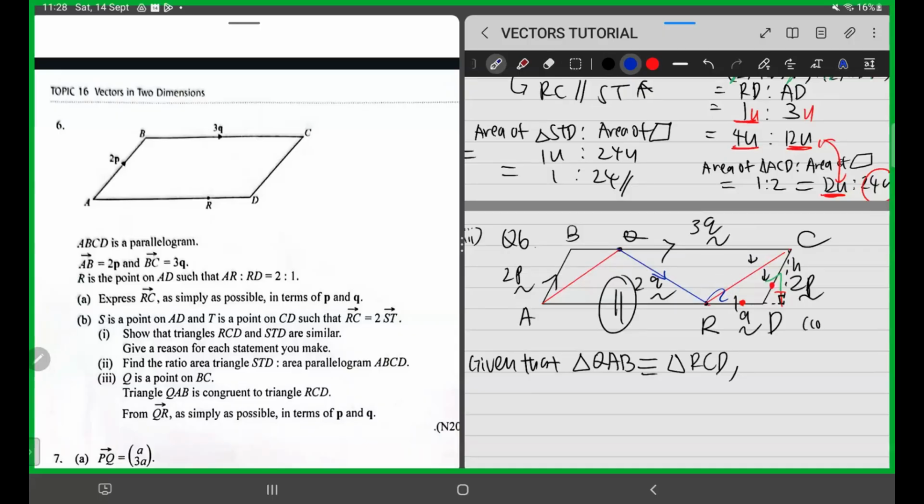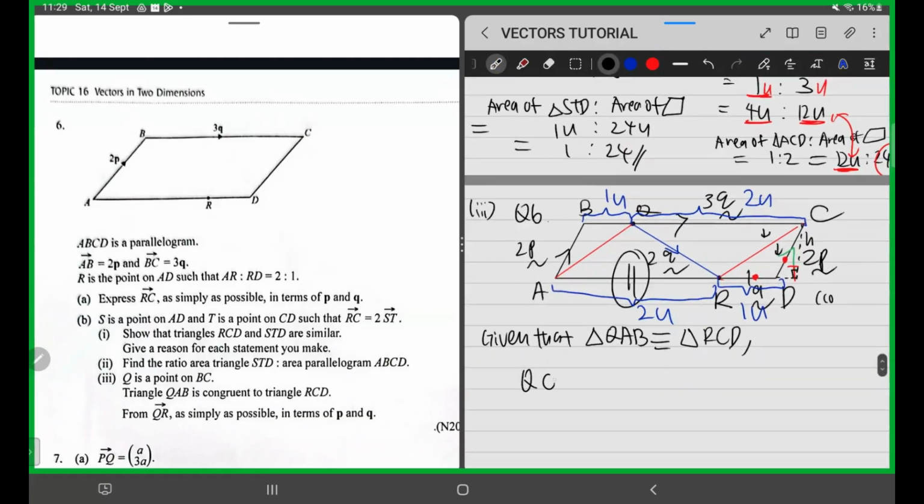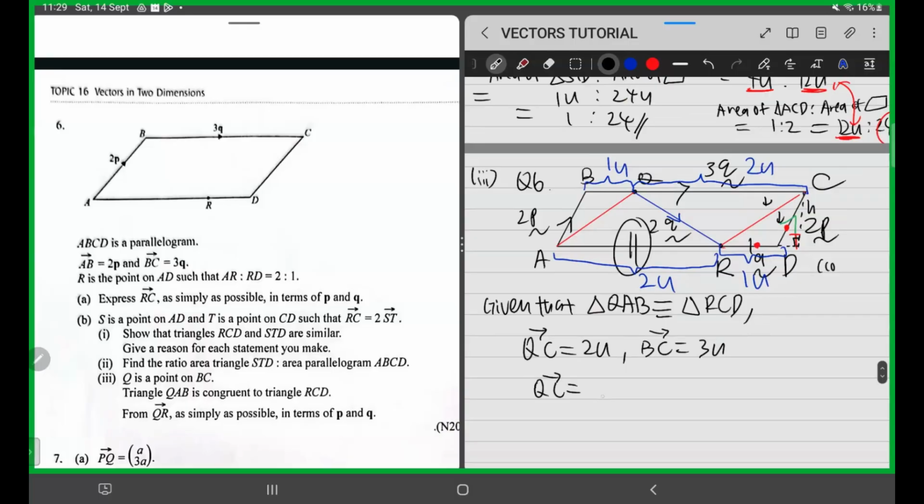We know that here to here is 2 units, here is 1 unit. So likewise, over here is 1 unit, over here is 2 units, right? Congruent. So therefore, your QC is 2 units, and then your BC is 3 units. So therefore, QC is just 2/3 of BC. So that means it's 2/3 of 3Q, which gives us 2Q.